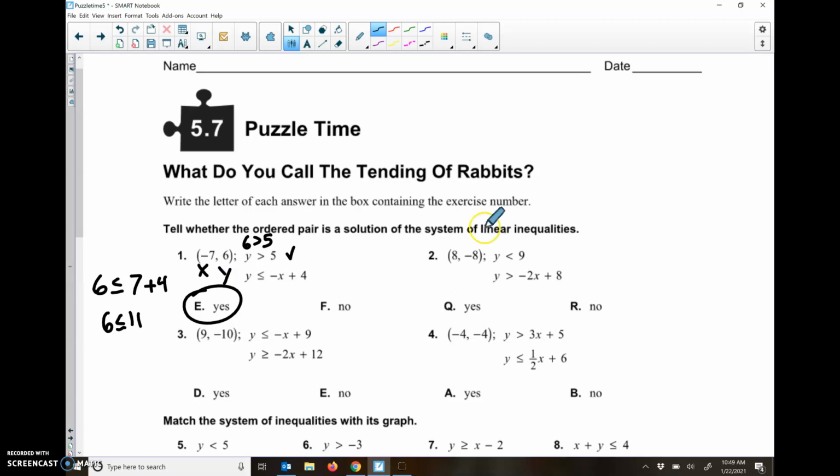Okay. Here we have 8 as our x and -8 as our y. So our first one again, -8 is less than 9. That is true. -8 is less than 9.